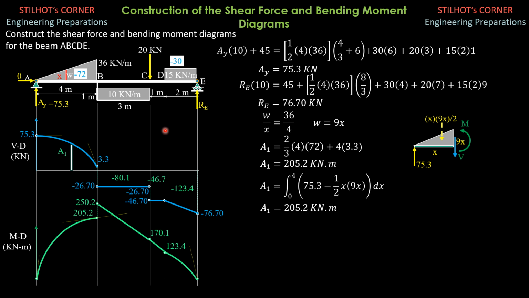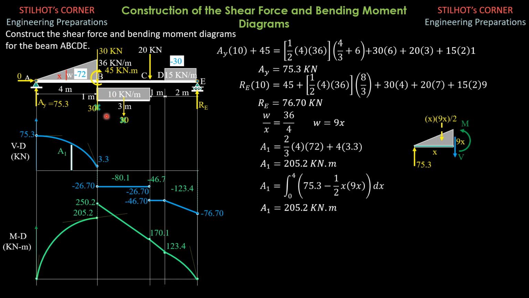So first, let's transmit the effect of this 10 kilonewton per meter load. 10 times 3 is 30 kilonewton load. Then from principles in statics, we add 30 downward and 30 upward at B. This 30 kilonewton upward load and the 30 kilonewton downward load will constitute a couple of magnitude 30 times 1.5, half of 3 meters. So 30 times 1.5 is 45 kilonewton meter, which is clockwise as shown.